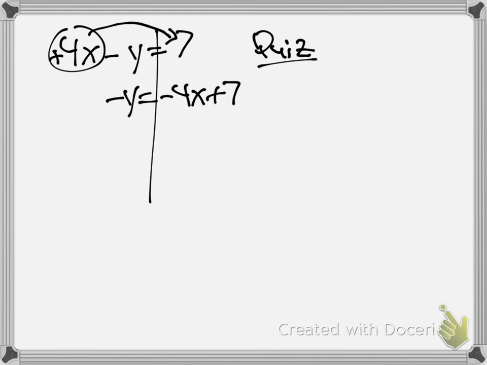And now, y's not quite alone. What do we got to do to finish getting y alone? Divide by negative 1. And you know, that just switches all the signs, huh? If you want, you can just change all the signs without doing anything. That's fine, too. So it's just 4x minus 7. All right, so we're ready to graph.